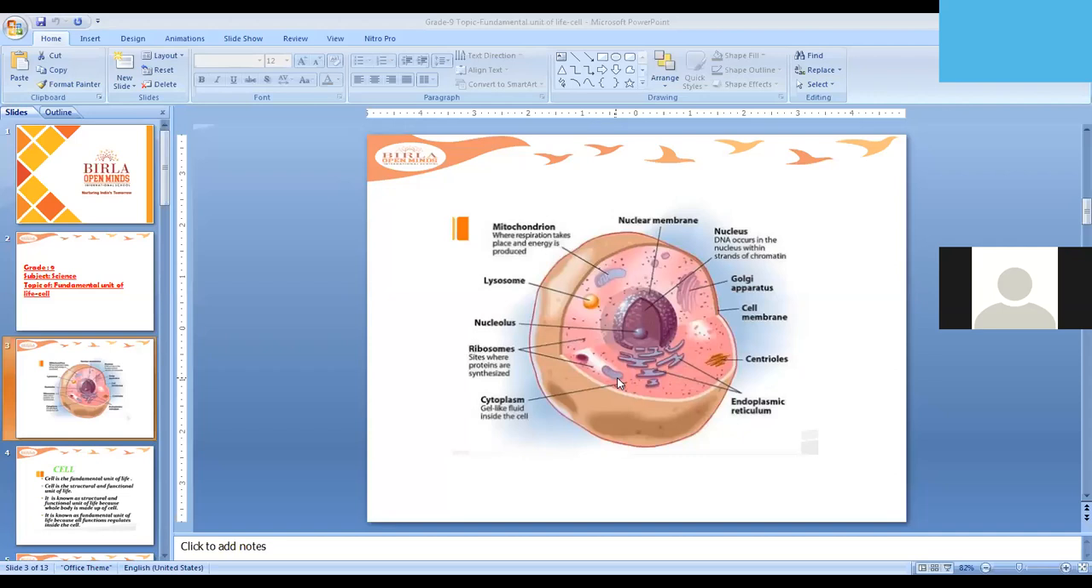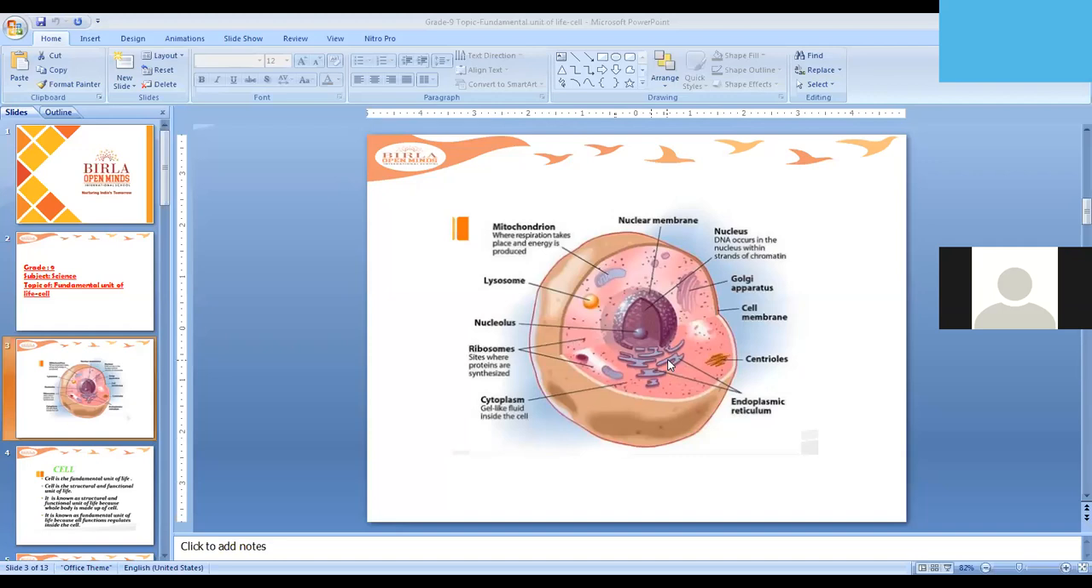Yes, good. It's really good to hear that you remember. So the endoplasmic reticulum is a site of protein synthesis. The ribosomes are also present attached to the endoplasmic reticulum.